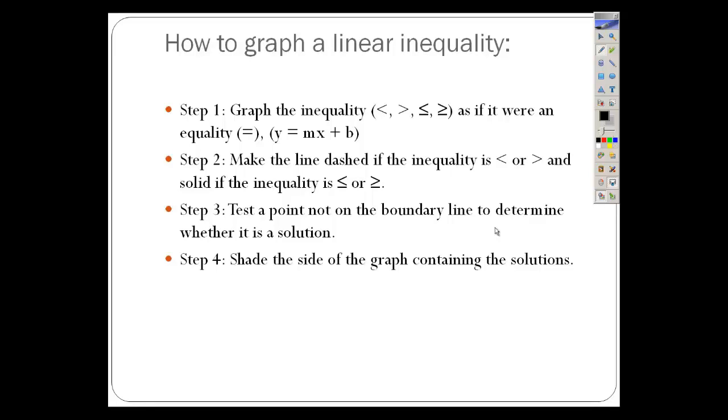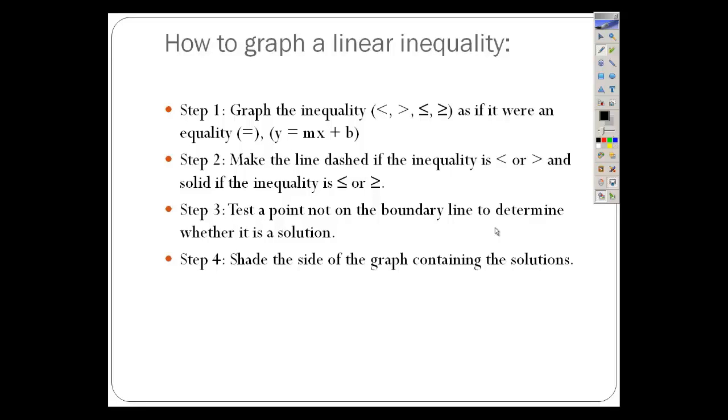To graph a linear inequality, we're going to use these steps. Step 1, you're going to just graph it like it says equals. So you need to set it equal to y, find the intercept, put it on there, use the slope, move up and over. Step 2, if your sign is a less than or greater than, you're going to make the line dashed. If your sign is a less than or equal to or greater than or equal to, you're going to make it a solid line because the solutions are included on the line.